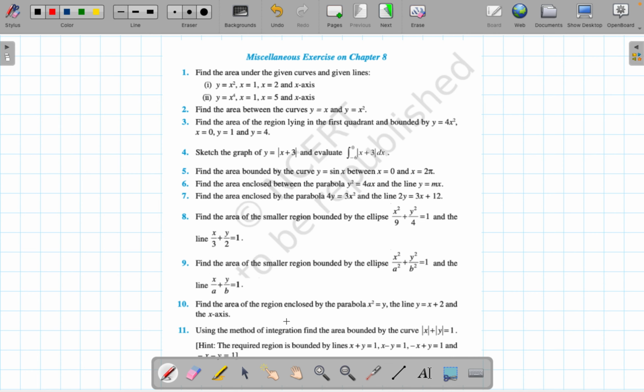All right. Question number 10 is also similar, parabola and line and the x-axis. Again, you will be able to do it the way we have done question number 7 and 6. Okay, let's talk about question number 11. It looks a little difficult to look at, but it is actually not.